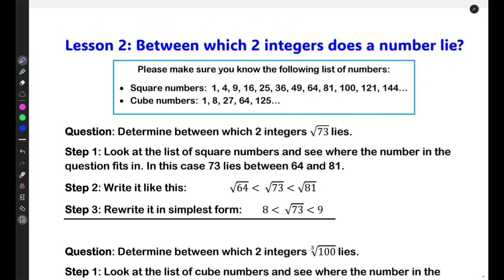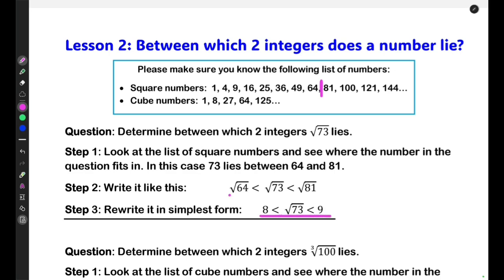Okay, let's look at a question. Determine between which two integers the root of 73 lies. Okay, step 1. Look at the list of square numbers and identify where you would put 73. I am just going to put it there. So I can know that 73 lies between 64 and 81. I'm going to put all of them in roots. And then I know root of 64 is 8 and root of 81 is 9. And that's how I would write my final answer.